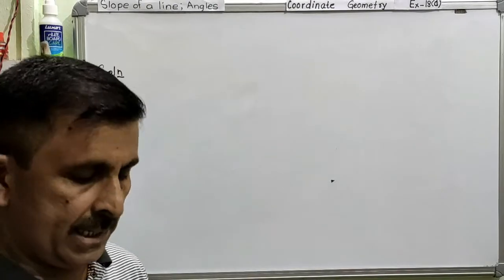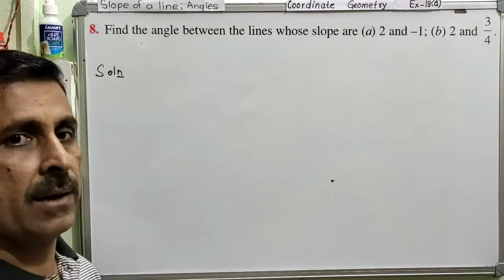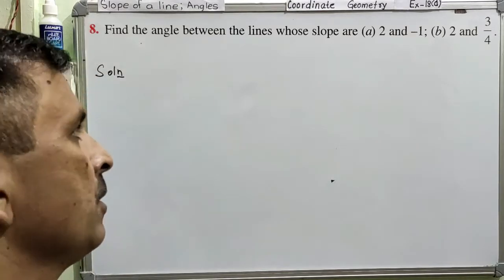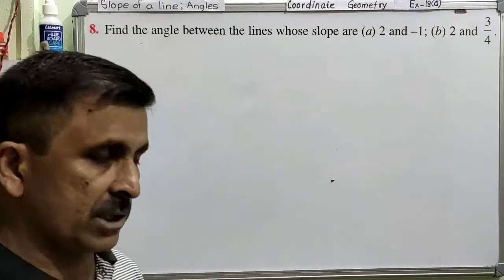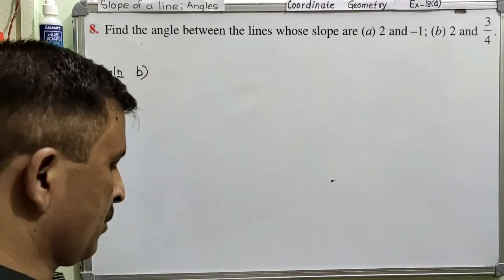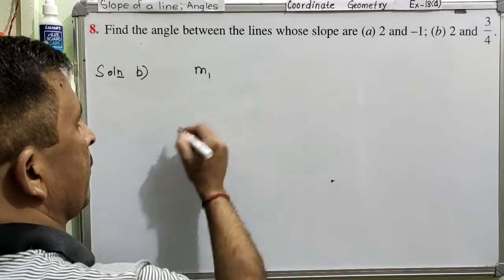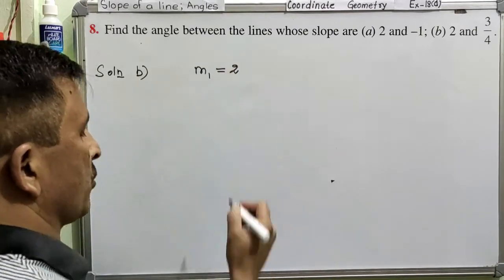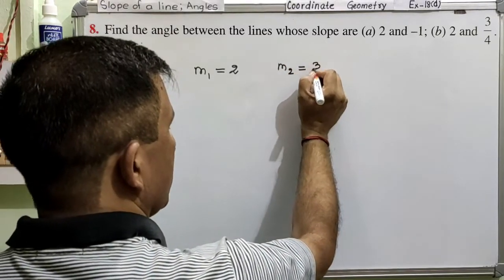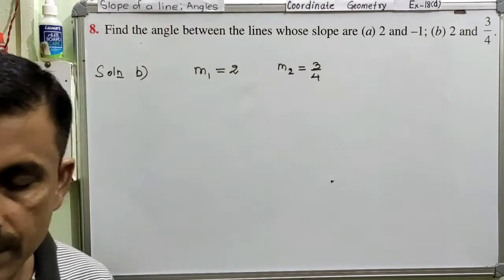Next we are taking question number 8. This question is to find the angle between the lines whose slopes are given. Clear? There are two parts in question number 8, so I am choosing part B. The first slope, we will denote it by m1, is given in the question as 2, and another slope m2 is given as 3 over 4. So these are the two slopes of the lines.